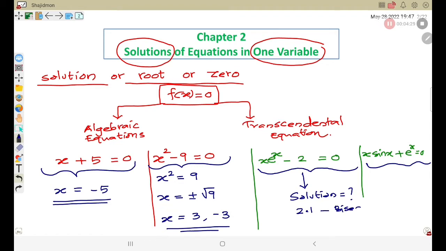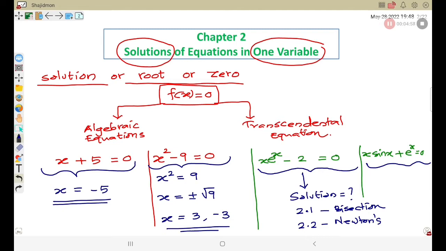We study how to find the solutions of the equation, and in 2.2 we are studying the second method, which we call Newton's method, for finding the solutions of these types of equations. So for all types of equations, algebraic or transcendental, how to find the solutions, we are studying in this chapter.